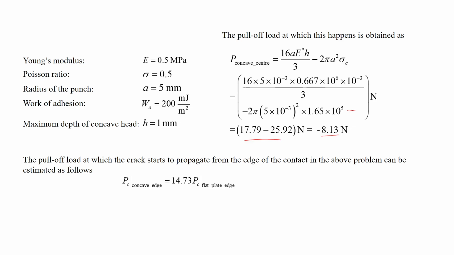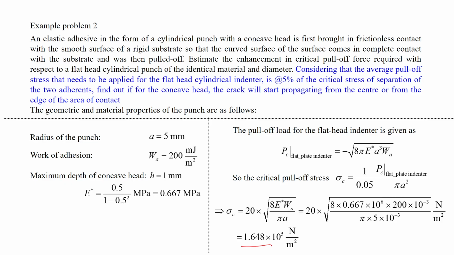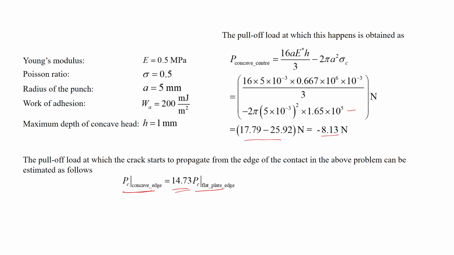Now, concave edge, so concave head having the edge, okay, that is what we have found out. That will be about 14.73 times that critical load, the pull-off load, when the edge crack starts propagating from the edge. Okay. So, that is 14.73 times the load when the crack starts propagating for the flat plate case. The flat plate case we can find out, that is already there, flat plate indenter. So, that is 8 pi E star A cube into W A, square root. So, let us find it out.